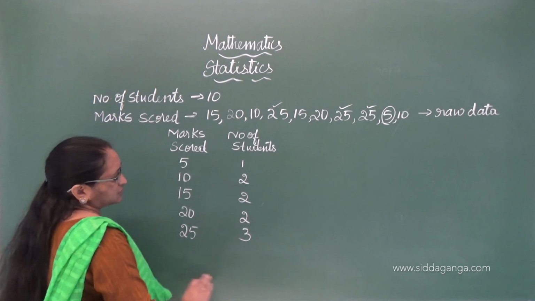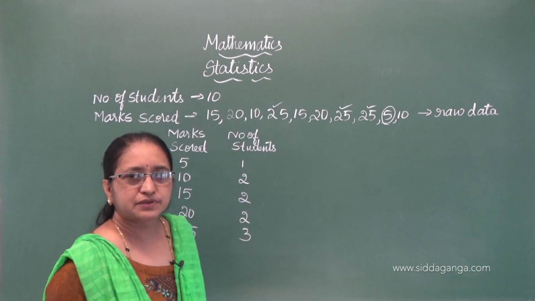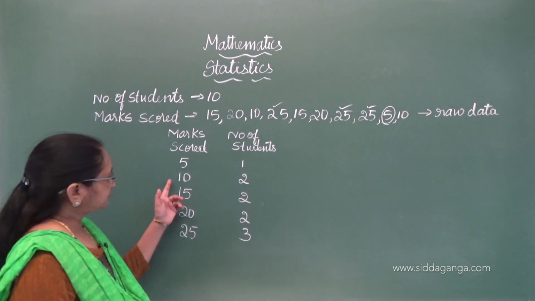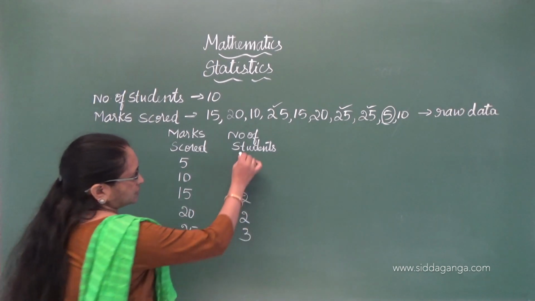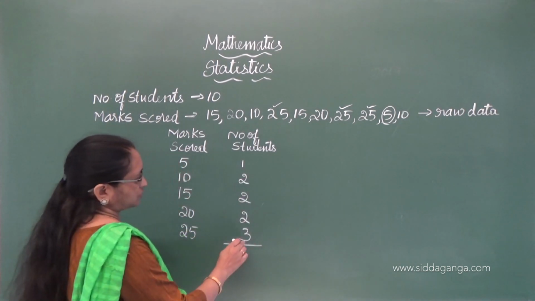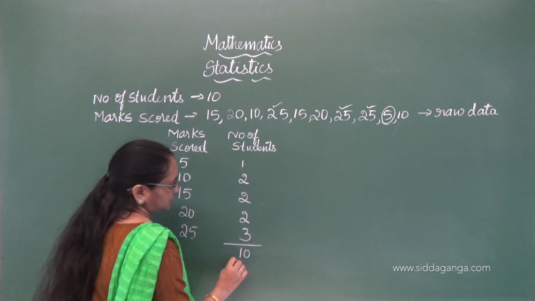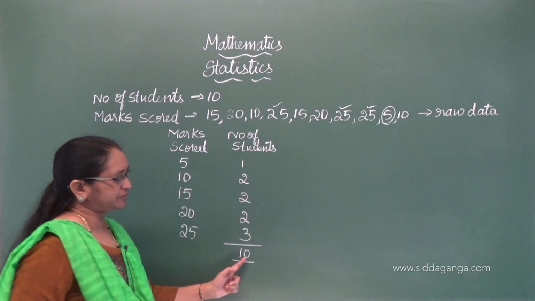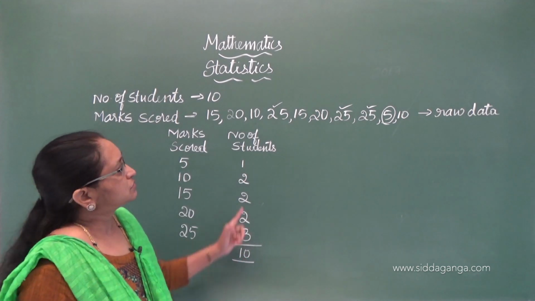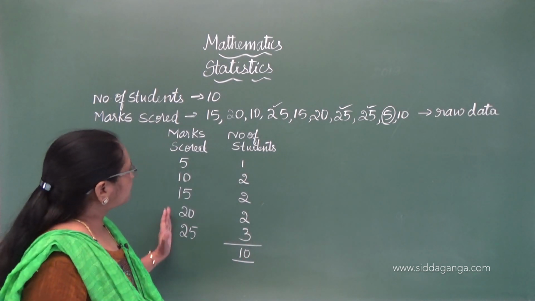Now I have arranged it in a particular order, correct? Here, the total number of students: 3, 4, 5, 6, 7, 8, 9, 10. The total number of students should be 10, correct? So now we have done all this.